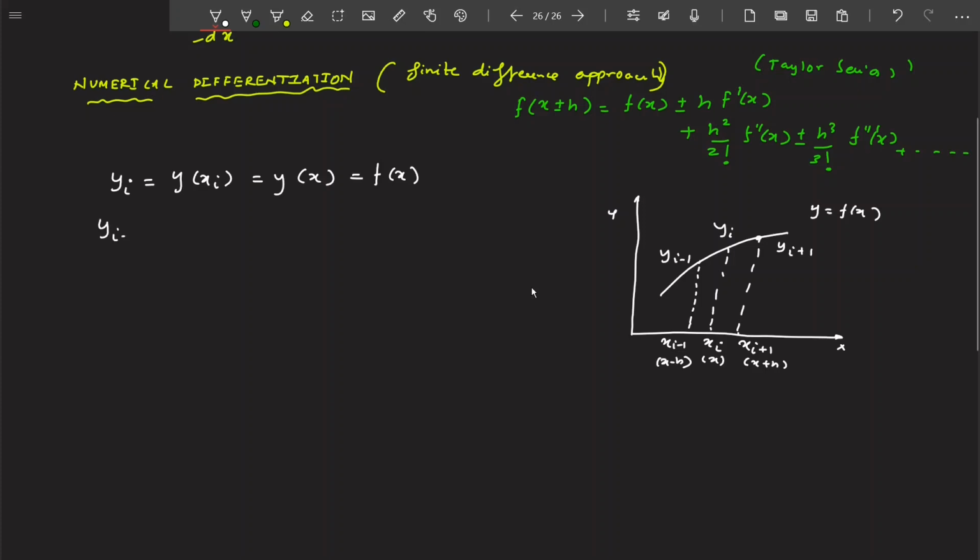And when you say y i plus 1, that is nothing but y of x i plus h, and that is nothing but f of x i plus h. Now if you apply your Taylor series approximation to this, you'll find out. Now understand one more thing. I'll not be writing like this now. I'll be writing like this. I hope now you guys have understood.